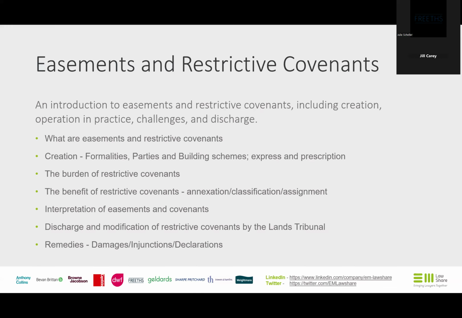We will be looking at the benefit and burden of restrictive covenants and if they run with the land. We will be looking at how they can be interpreted, how the rights have been applied by the court, how people have dealt perhaps with challenging them, and ultimately what the remedies are if somebody is breaching your rights.